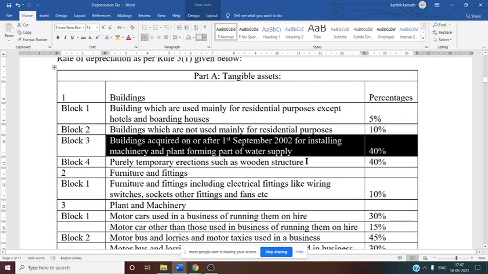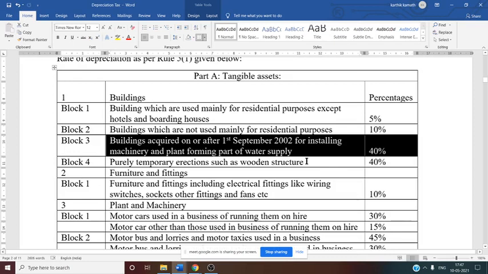Under building block 4, purely temporary erections such as wooden structure. So certain temporary arrangement is made as a part of a building. So in that case, what we have to do? 40% of depreciation we have to charge. So from the point of view of examination, only these two percentages very, very important. 5% building and 10% building.